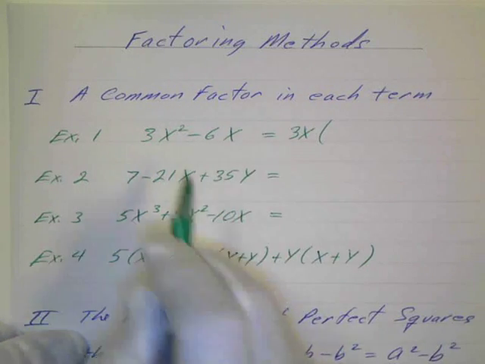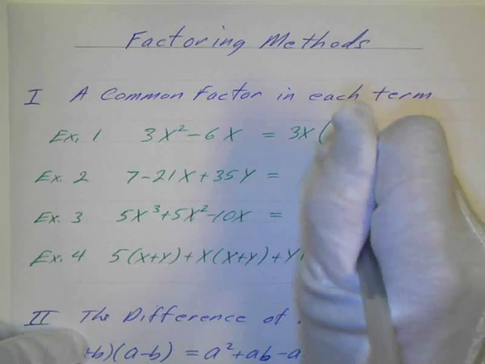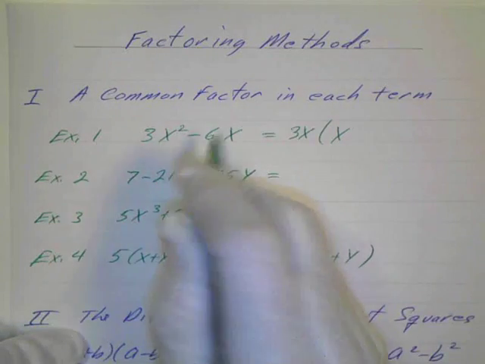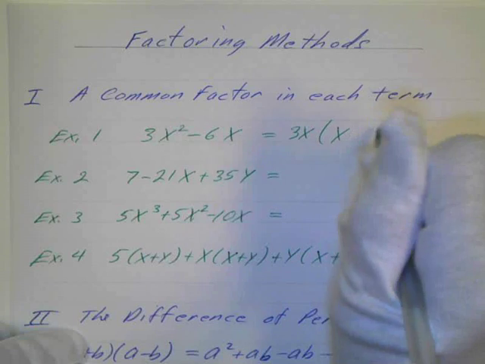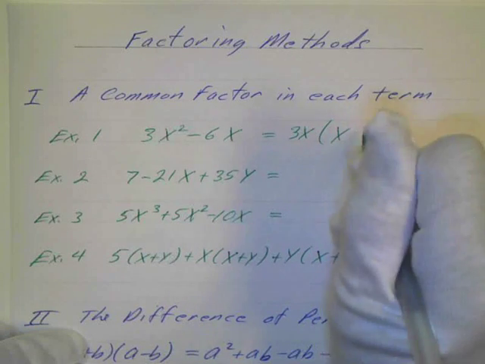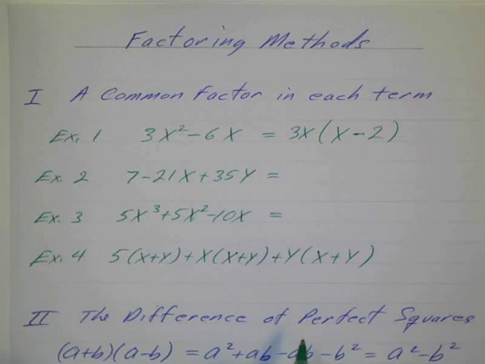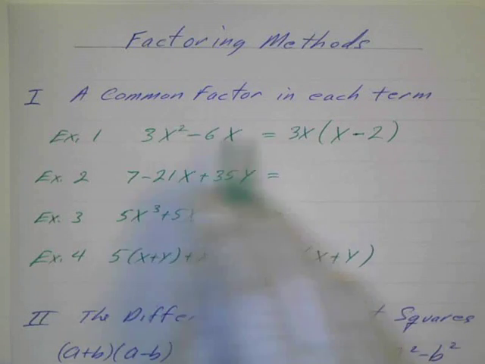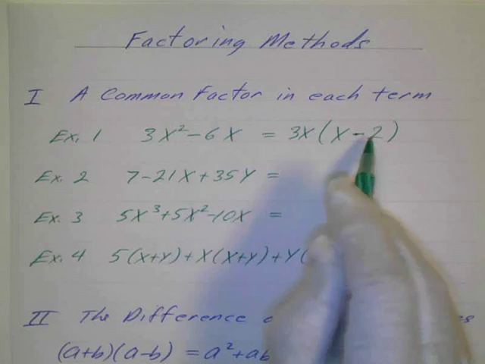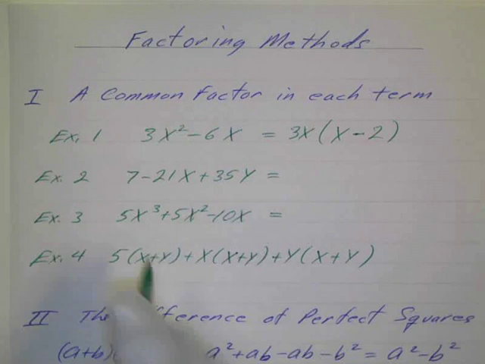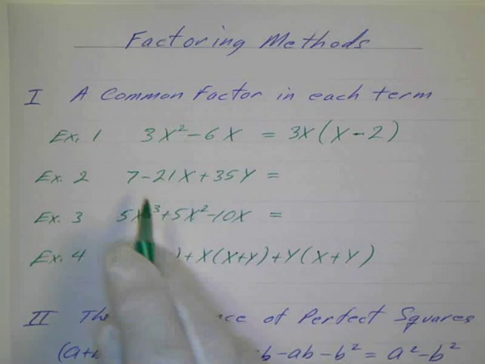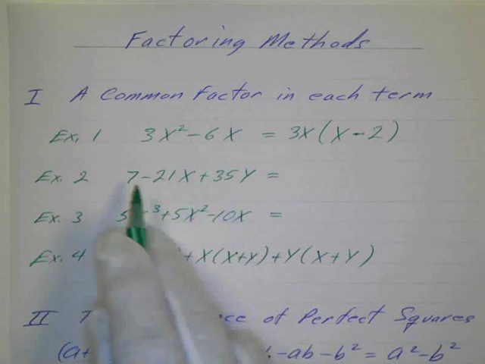And then what's left in the first term is just 1x. And what's left in the second term is 2, because 3 goes into 6 twice, and we have a minus sign. And then you could always just use the distributive property to check it. That's going to be 3x squared, and that's going to be negative 6x. That checks out.